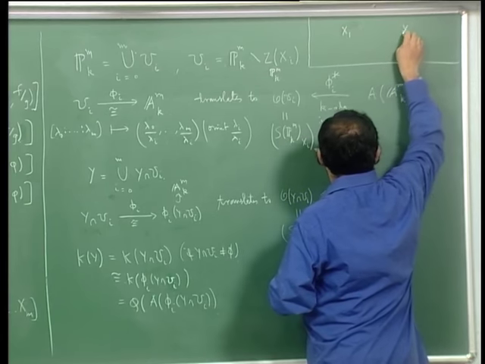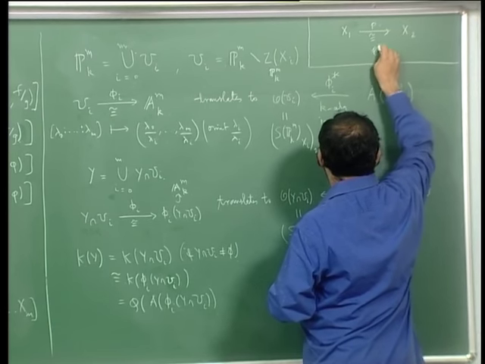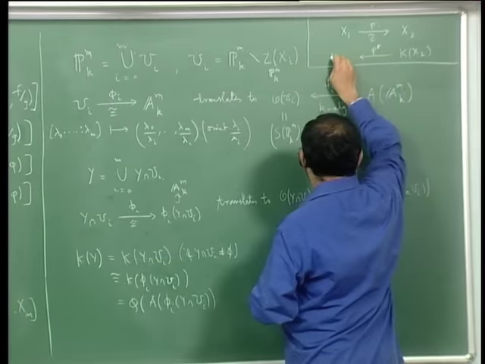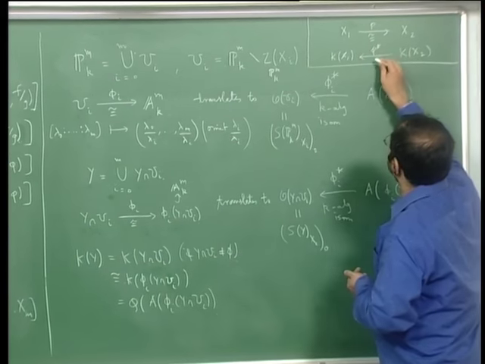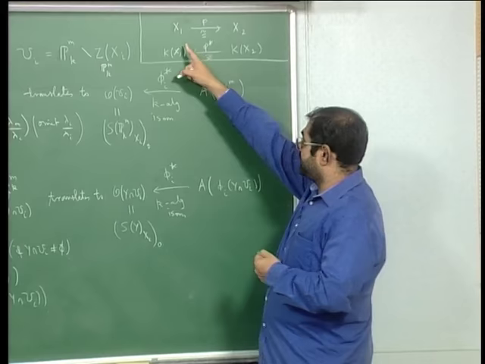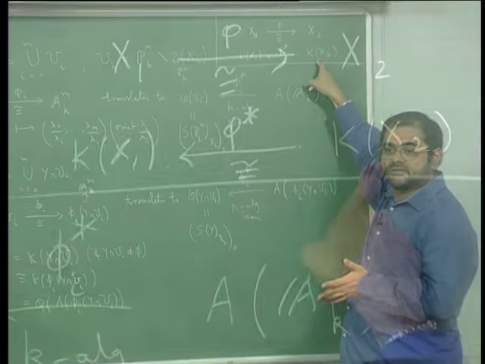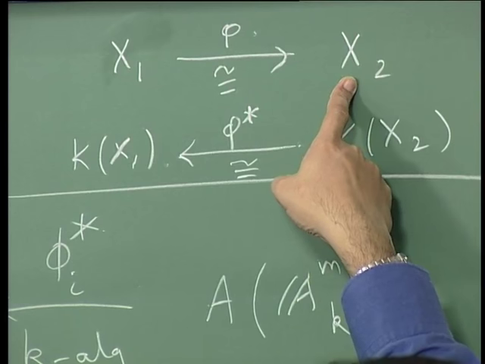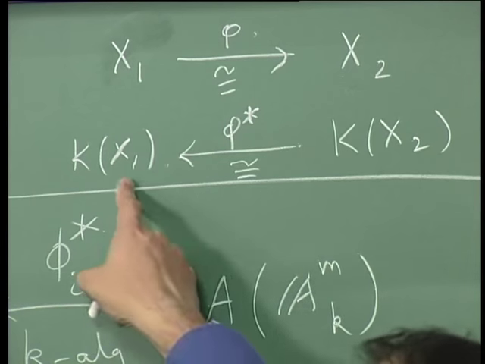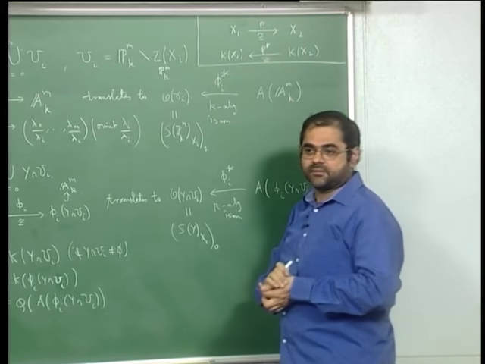So if X1 is a variety and X2 is a variety and phi is an isomorphism of varieties, then phi star, the pullback of functions, will induce an isomorphism of K(X2) with K(X1). So if two varieties are isomorphic, then their function fields are of course isomorphic. The idea is very simple, because if you give me an element of K(X2), it's a rational function. So it's a regular function on an open subset of X2, and if you pull it back, you will get a regular function on the inverse image of that open subset in X1, and that's going to define an element of K(X1), and you can check that this is an isomorphism. It's a trivial check that if two varieties are isomorphic, then their function fields are isomorphic.